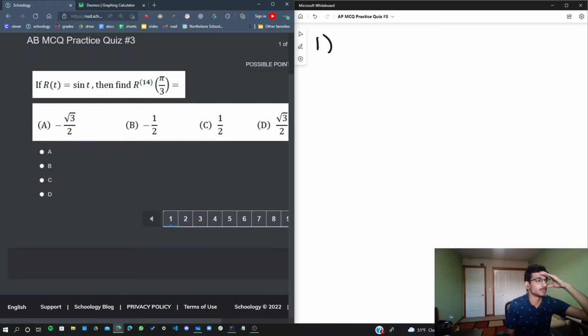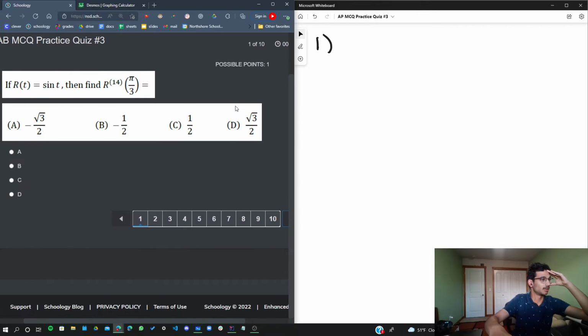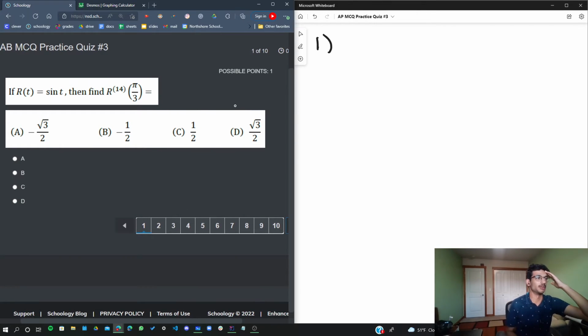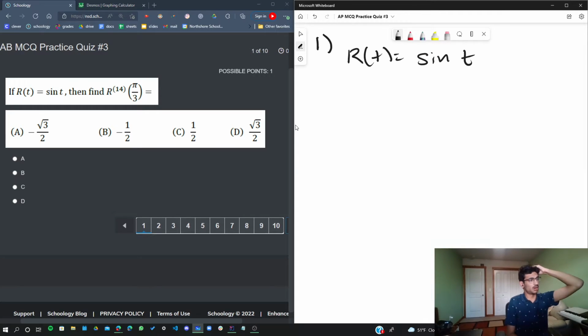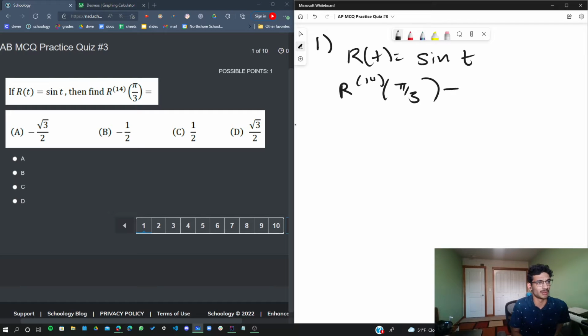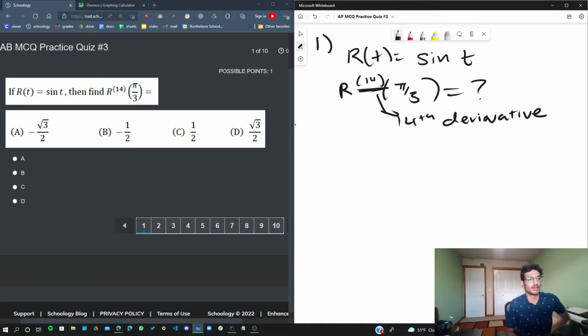Oh, okay, I might have seen this question before, I might not. If r of t is equal to e to the sine of t, what is r to the 14? What is this right here? This just refers to the 14th derivative. This might seem pretty scary, right?